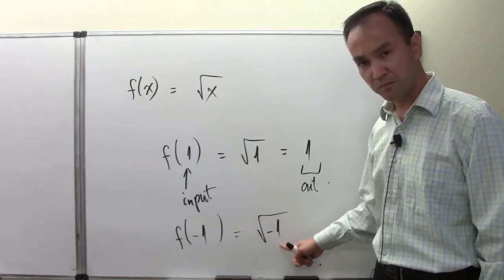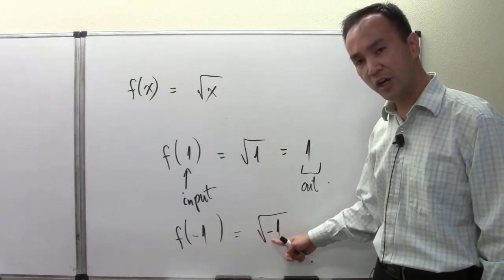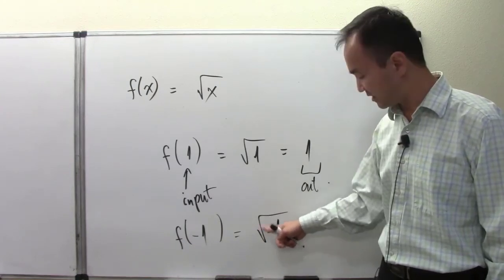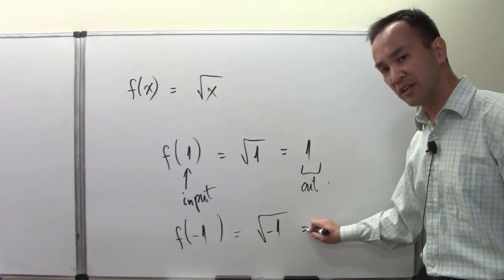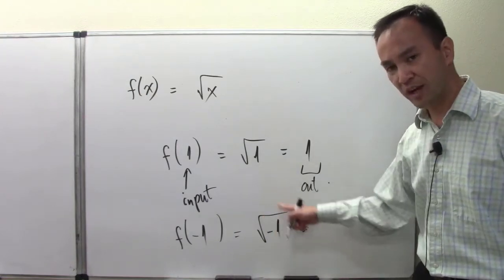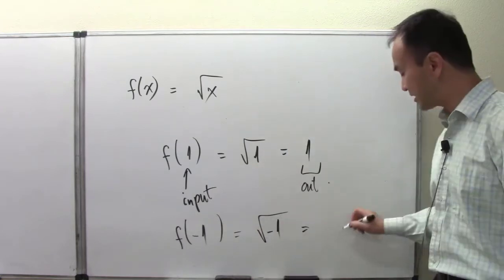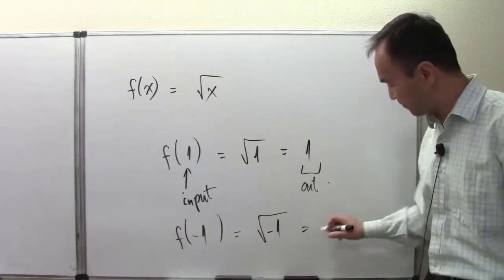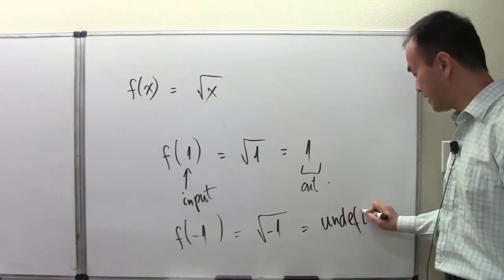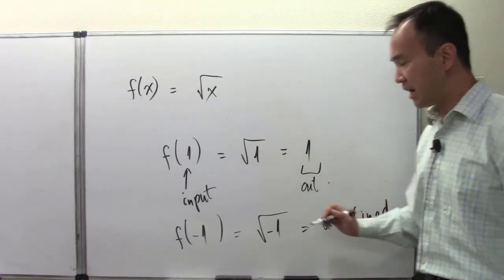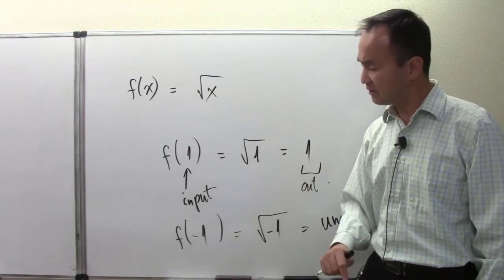We cannot evaluate the square root of a negative. This is the square root of negative 1. And back in the earlier lessons, when I introduced a problem like this, I used a term, and it's still the same term. This answer is undefined. Okay, so now it's time to sit back and look a little bit.